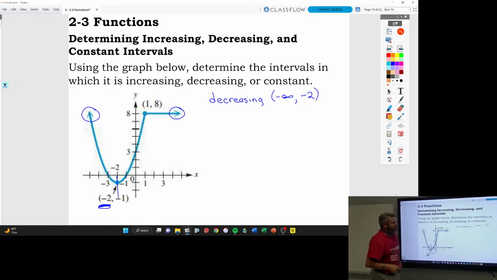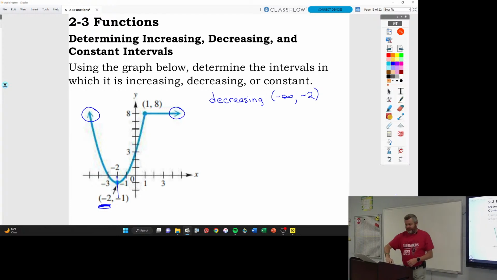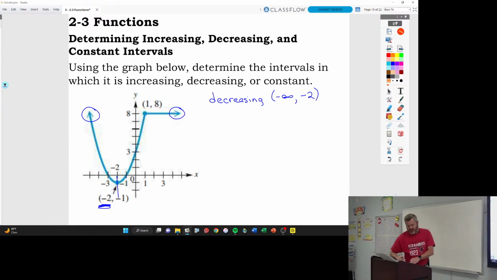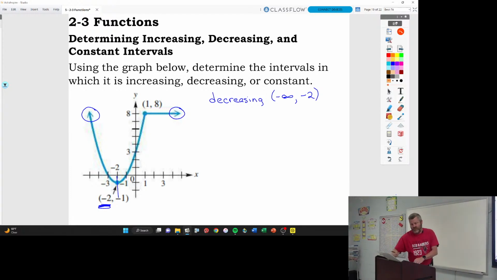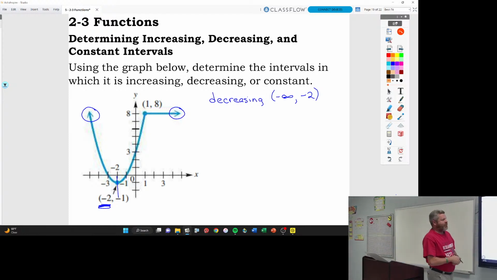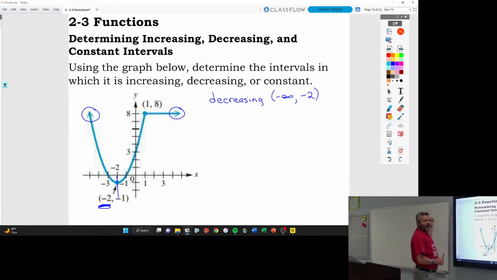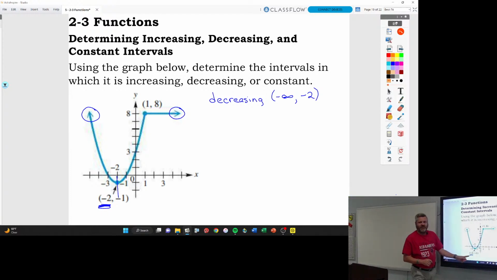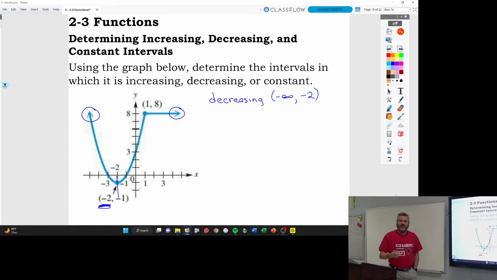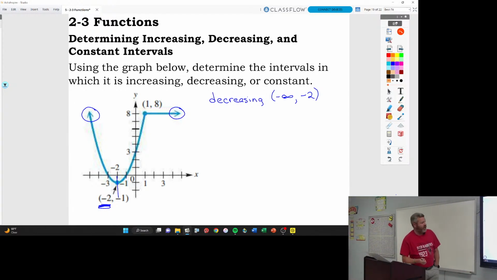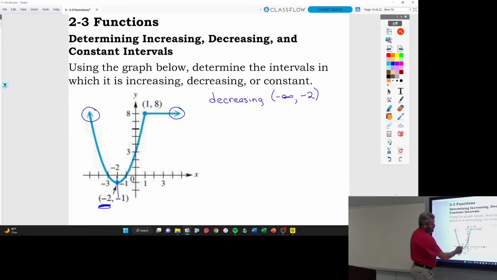Now, when you're giving me intervals of increasing or decreasing, pretty much you want to stay with parentheses, okay? Because this graph, we don't know where negative infinity was, and it was decreasing until it reached the x value of negative 2, but instantaneously at negative 2, it quit decreasing, and this graph starts going up again.